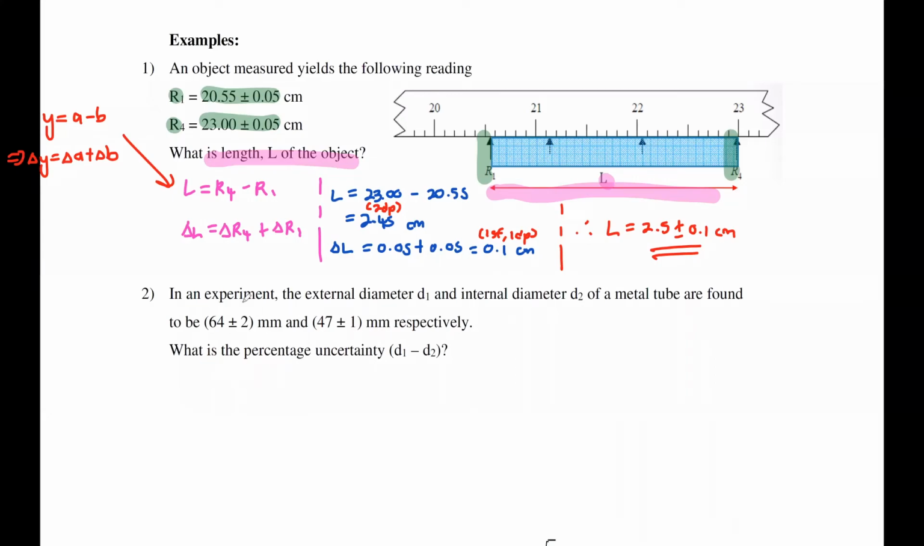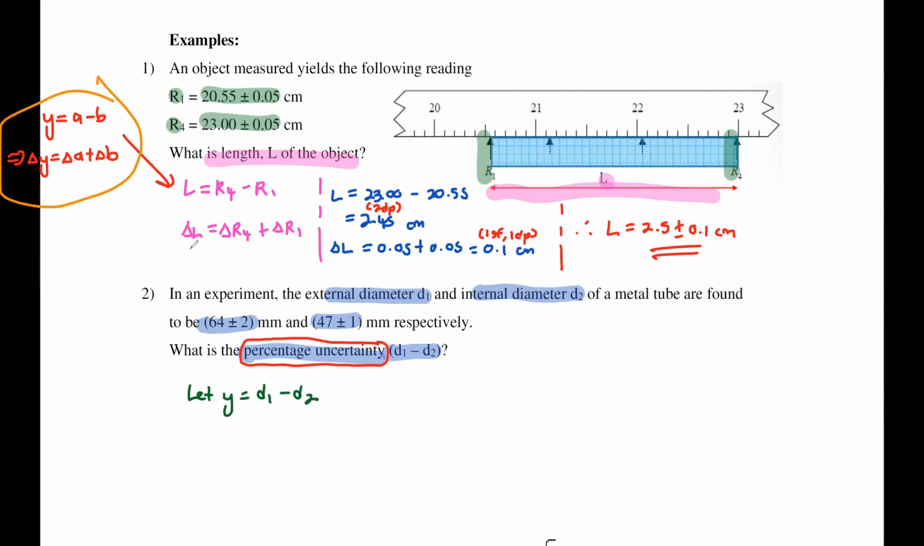In an experiment, the external diameter D1 and internal diameter D2 of a metal tube are found to be 64 plus minus 2 mm and 47 plus minus 1 mm respectively. What is the percentage uncertainty of D1 minus D2? Bear in mind that right now they're asking us about percentage uncertainty. Before we proceed, let's assume that Y equals D1 minus D2. Notice that this is now in a form similar to this.